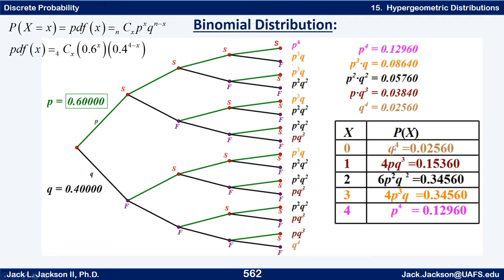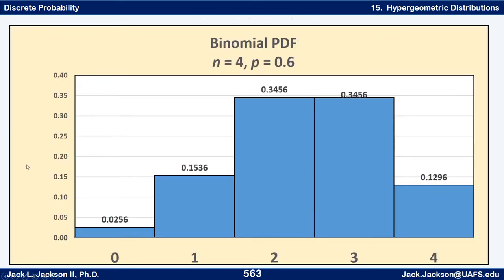4 choose 0 is 1, so you just get Q to the 4th, which is right here. When X is 1, we get 0.6 times 0.4 to the 3rd power times 4 choose 1. 4 choose 1 is 4, so we get 4PQ cubed, which is here, and so forth. We've looked at this before. Here is the binomial PDF graph, and you have, at least at 4 decimal places, the values of the PDF, or in other words, the probability that X equals 0, 1, 2, 3, or 4 above the bars here.